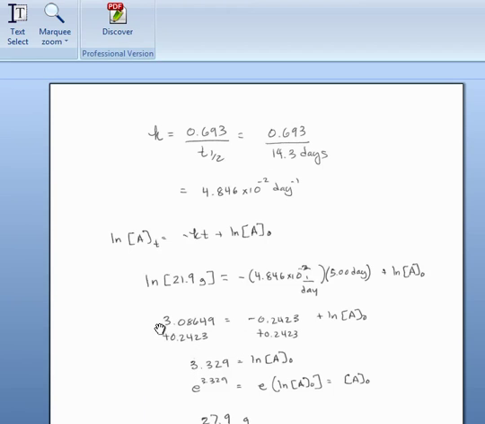Now, to use the first order integrated rate law, which is right here, I need to know what k is. I'm not given k, but I am given the half-life, and of course we know this is the relationship between k and the half-life for a first order reaction. So when I plug in my half-life, I get the value of k is 4.846 times 10 to the minus 2 reciprocal days. Now here's the first order integrated rate law as we saw it way back in chapter 14.